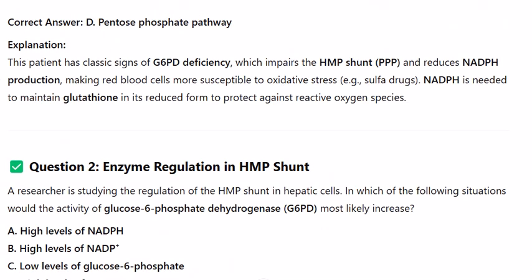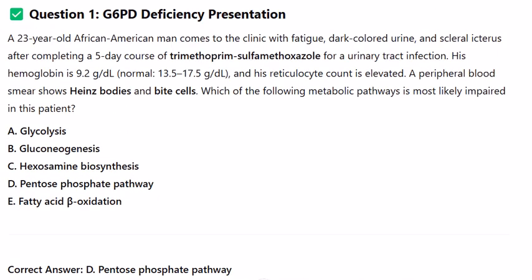Here are two high-yield USMLE-style questions focused on the HMP shunt, the pentose phosphate pathway, and its rate-limiting enzyme, glucose 6-phosphate dehydrogenase, G6PD. Question 1. G6PD deficiency presentation.